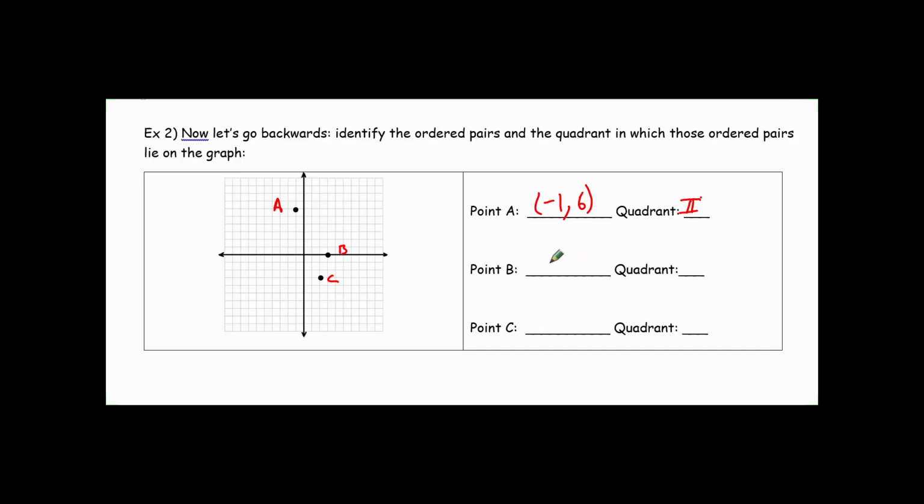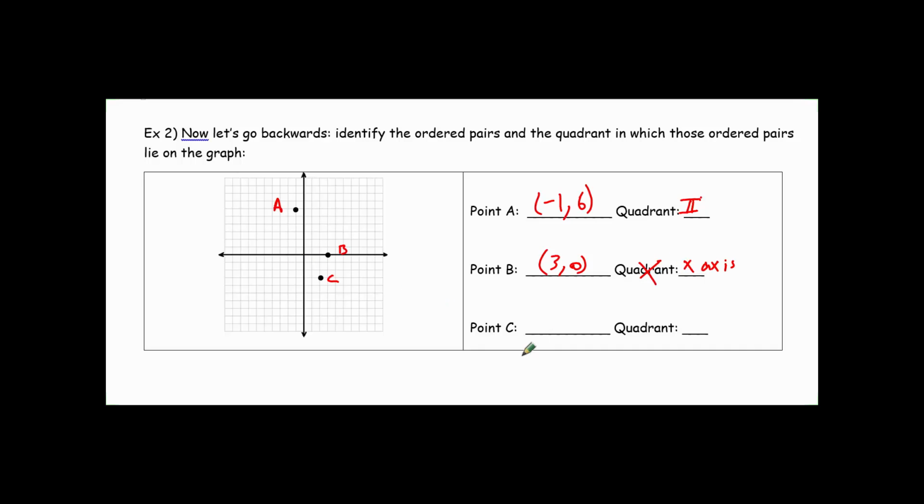Now B is the ordered pair (3, 0). It's right 3, and up and down, nothing. But the quadrant, it's not really in a quadrant, it's on the x-axis. So this question isn't really a real question. Where is it? It's on the x-axis, not in a quadrant.